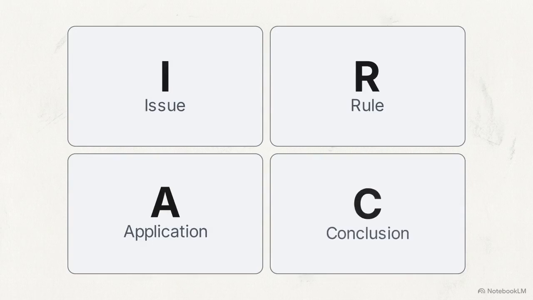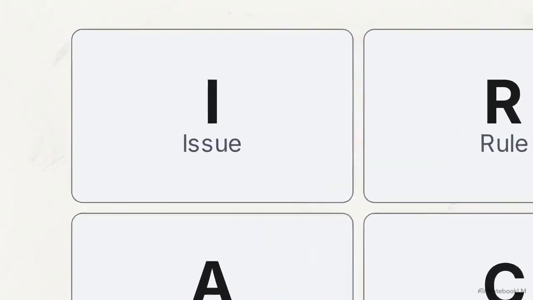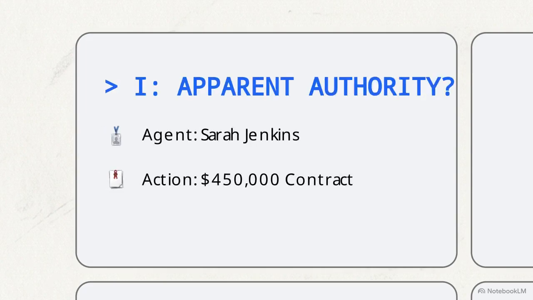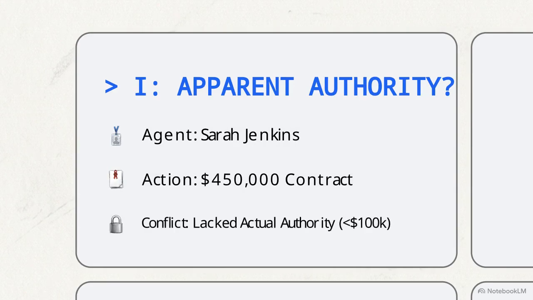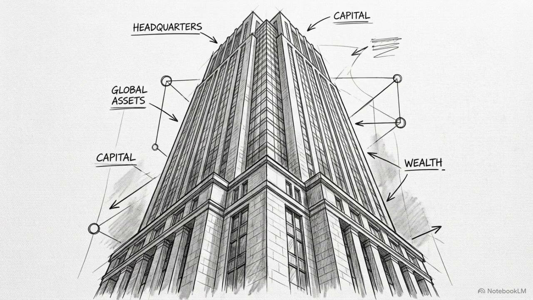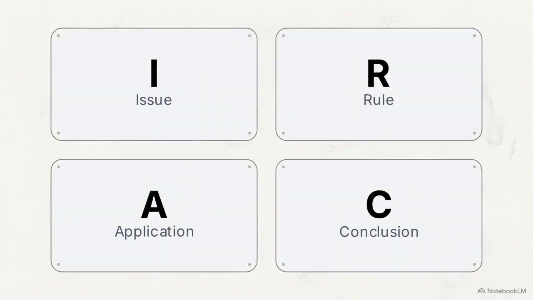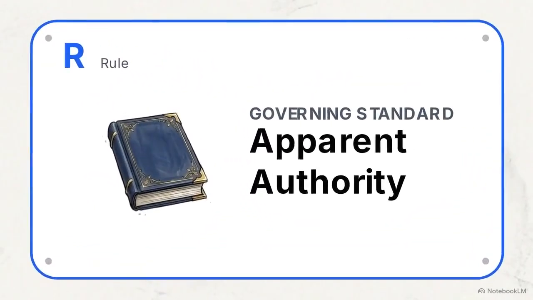limitations. Courts use a standard analytical algorithm called IRAC: Issue, Rule, Application, Conclusion. The first step distills the dispute into a singular question. For Apex, the issue is: did Sarah have apparent authority to bind Apex to a $450,000 contract, despite lacking actual authority? The answer to this single question decides whether Apex Logistics absorbs a $500,000 corporate liability, or the independent dealership swallows a catastrophic loss. Before analyzing the evidence, we must establish the governing legal standard in the rule phase.